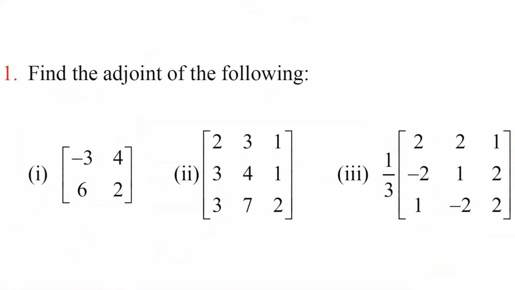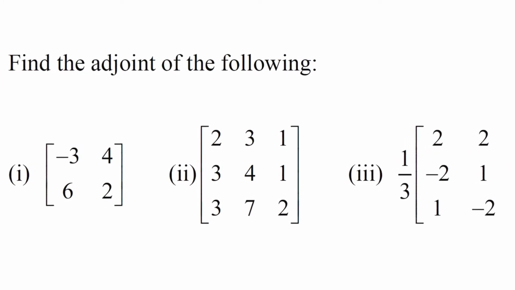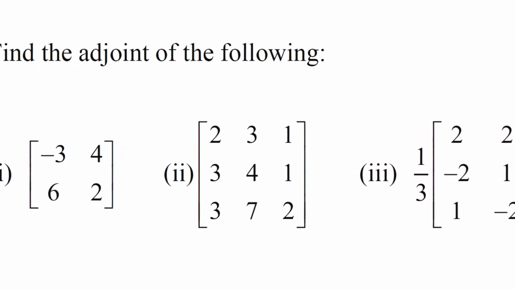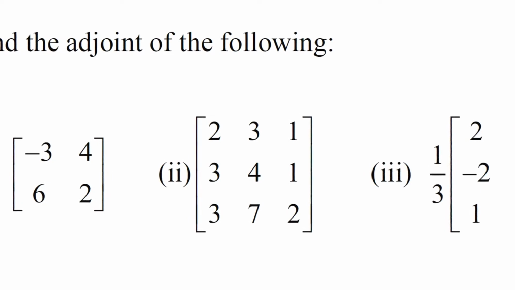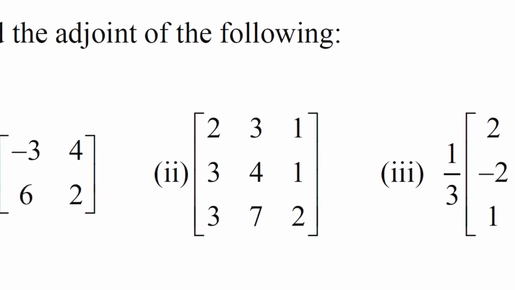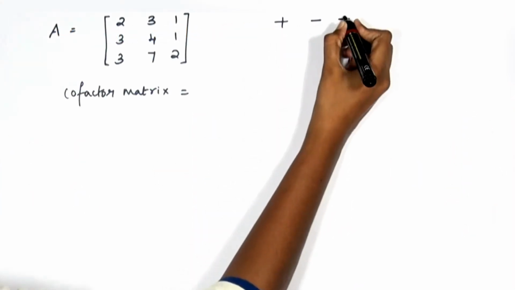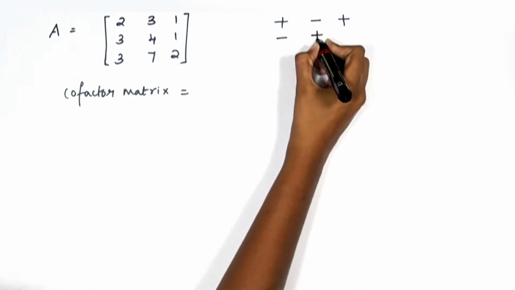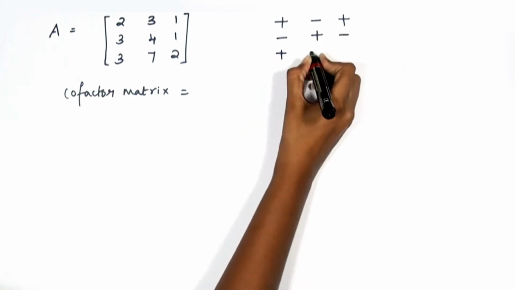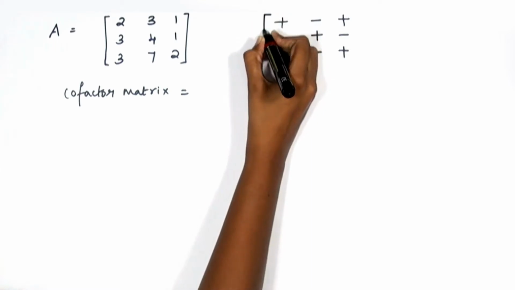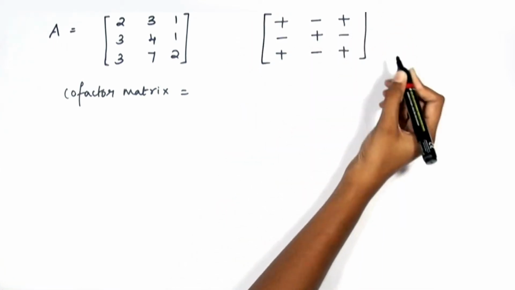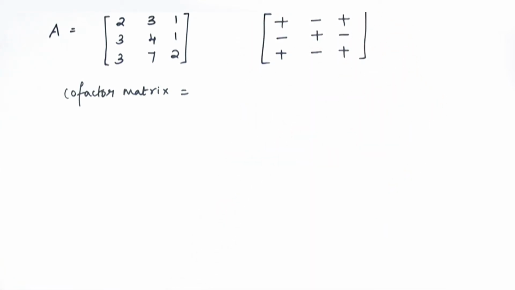So moving on to the next problem, we have to find the adjoint of a 3 into 3 matrix. In order to find the adjoint of this, we need to find the cofactor matrix first. So in order to find the cofactor matrix for a 3 into 3 matrix, we'll be following a sign convention which is as follows. Plus, minus, plus, minus, plus, minus, plus, minus and plus.